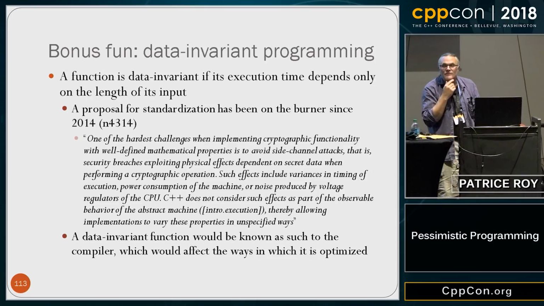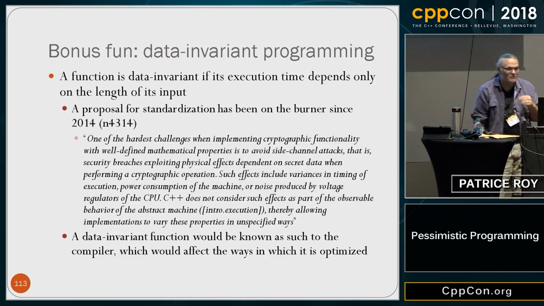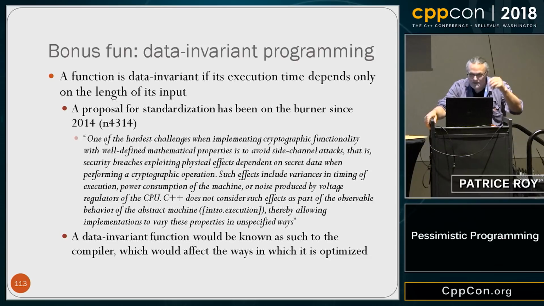There was a paper for that in 2014 that never got anywhere because I think the problem interests nobody other than me. It's not my paper, it was from someone else. If I may quote, it says, one of the hardest challenges when implementing cryptographic functionality with well-defined mathematical properties is to avoid side channel attacks. That is, breaches exploiting physical effects dependent on secret data. Such effects include variances in timing of execution, power consumption, and so on. C++ does not consider such effects as part of the observable behavior of the machine, thereby allowing implementations to vary these properties in unspecified ways, which is a reality.